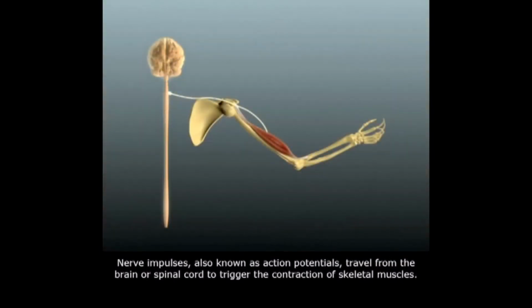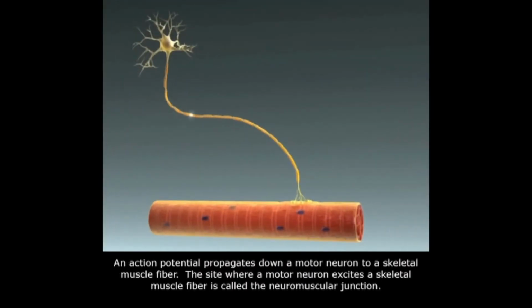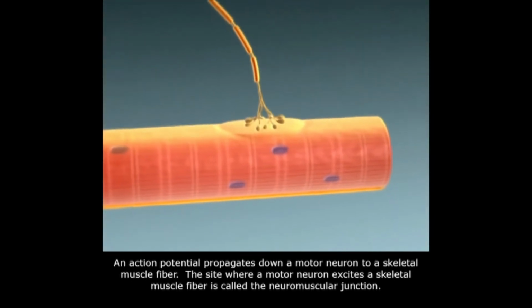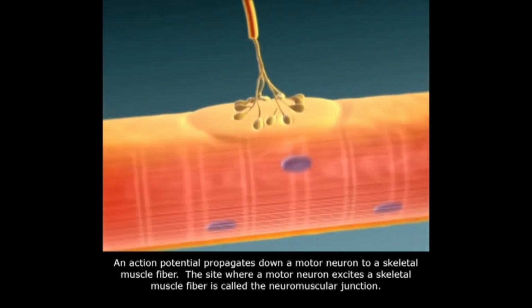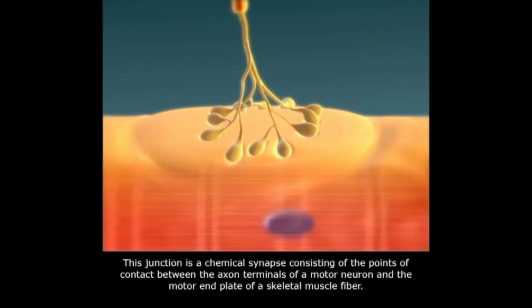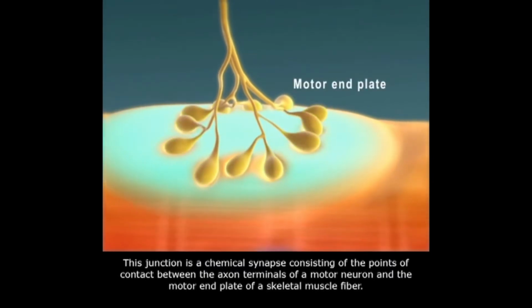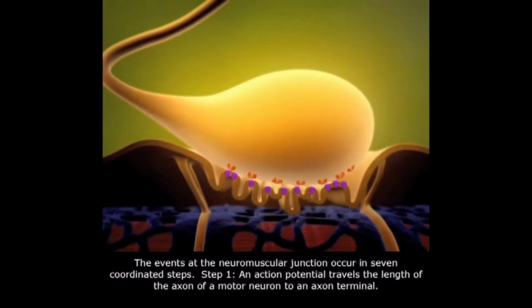Nerve impulses, also known as action potentials, travel from the brain or spinal cord to trigger the contraction of skeletal muscles. An action potential propagates down a motor neuron to a skeletal muscle fiber. The site where a motor neuron excites a skeletal muscle fiber is called the neuromuscular junction. This junction is a chemical synapse consisting of the points of contact between the axon terminals of a motor neuron and the motor end plate of a skeletal muscle fiber. The events at the neuromuscular junction occur in 7 coordinated steps.